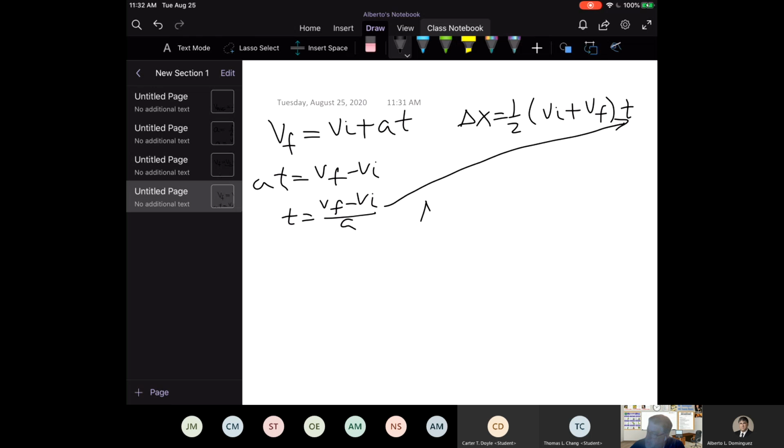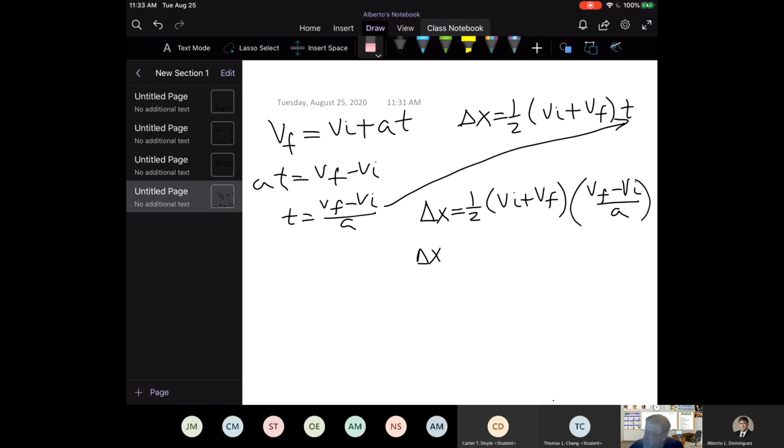So I have delta X equals 1/2 (VI plus VF). And then T is going to switch. So T is going to become (VF minus VI) over A. The 2 is dividing, so I'm going to bring it over multiplying. So I'm going to have 2 delta X. And A is also dividing, so I'm also going to bring that over multiplying.